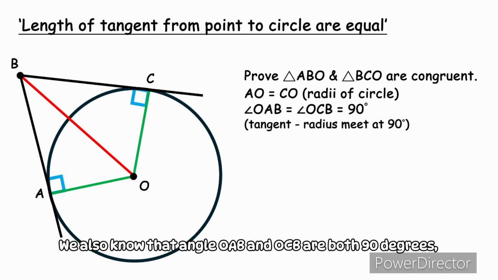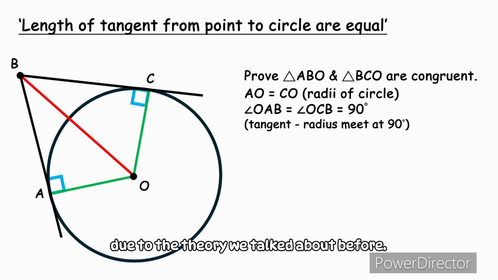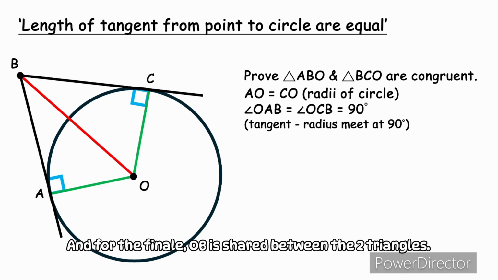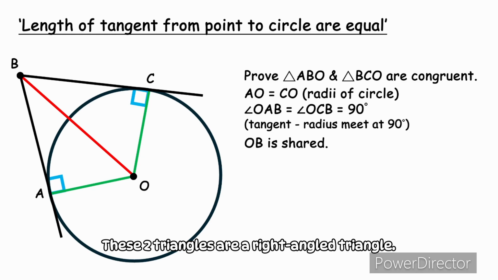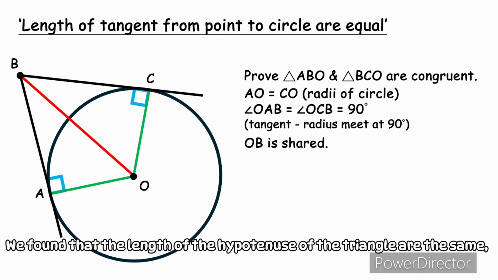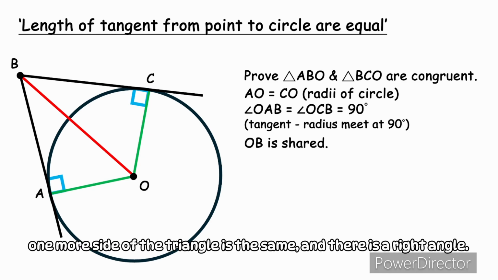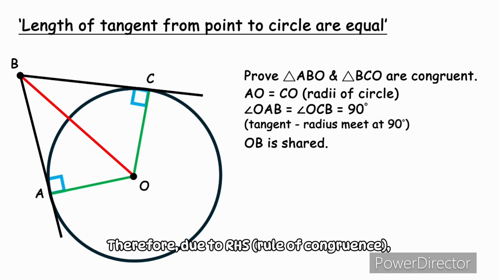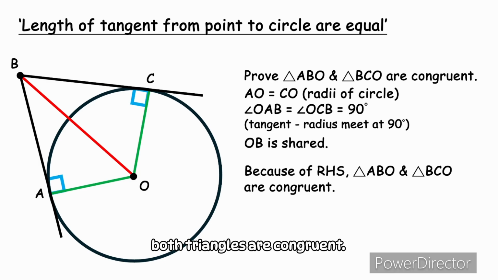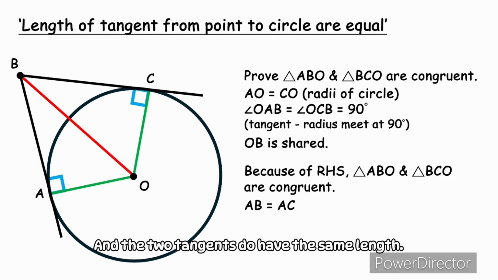We also know that angle OAB and angle OCB are both 90 degrees due to the theorem we talked about before. And for the finale, OB is shared between the 2 triangles. These 2 triangles are right-angled triangles. We found that the lengths of the hypotenuses of the triangles are the same. One more side of the triangle is the same, and there is a right angle. Therefore, due to RHS, both triangles are congruent, and the 2 tangents do have the same length.